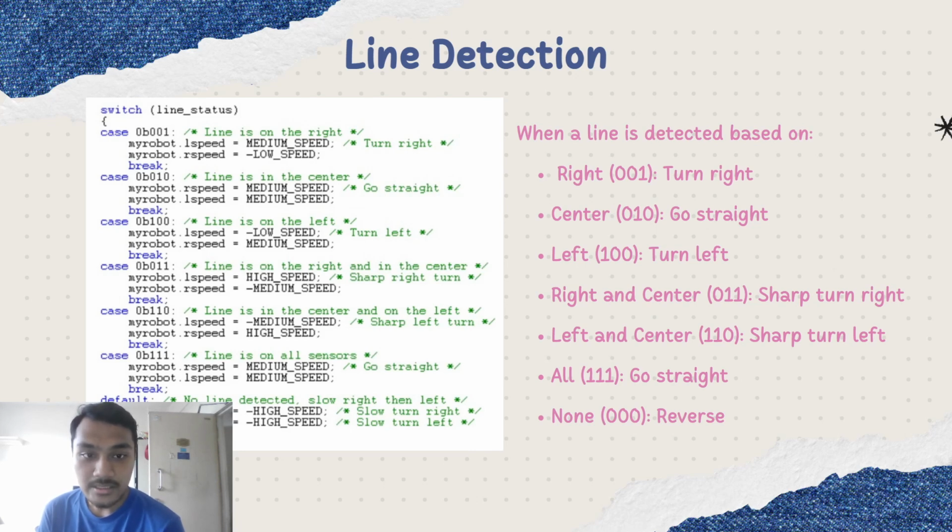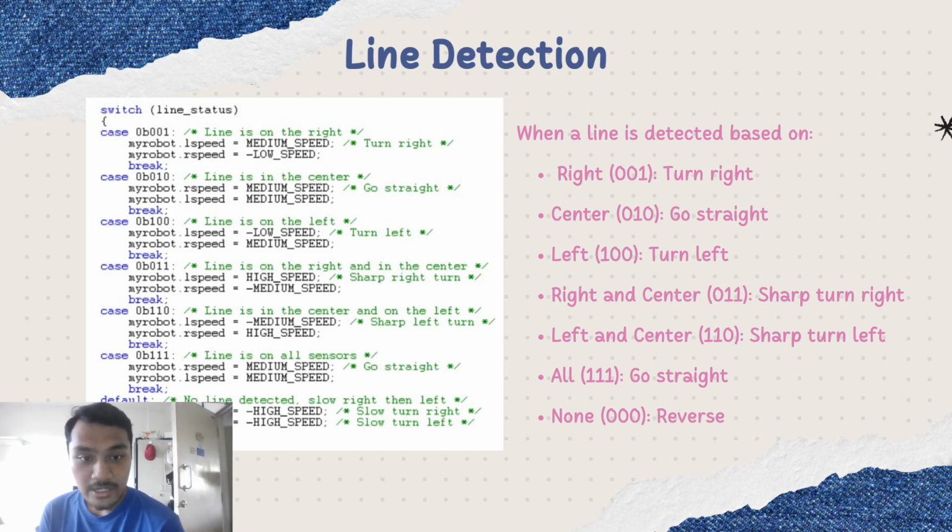And the next is the case of the center, which is 010. For this case, if the middle sensor is detected, then we program it to go straight. The next one is the left, which is 100. So the left sensor is detected. In this case, we program it to turn left if the left sensor is detected.